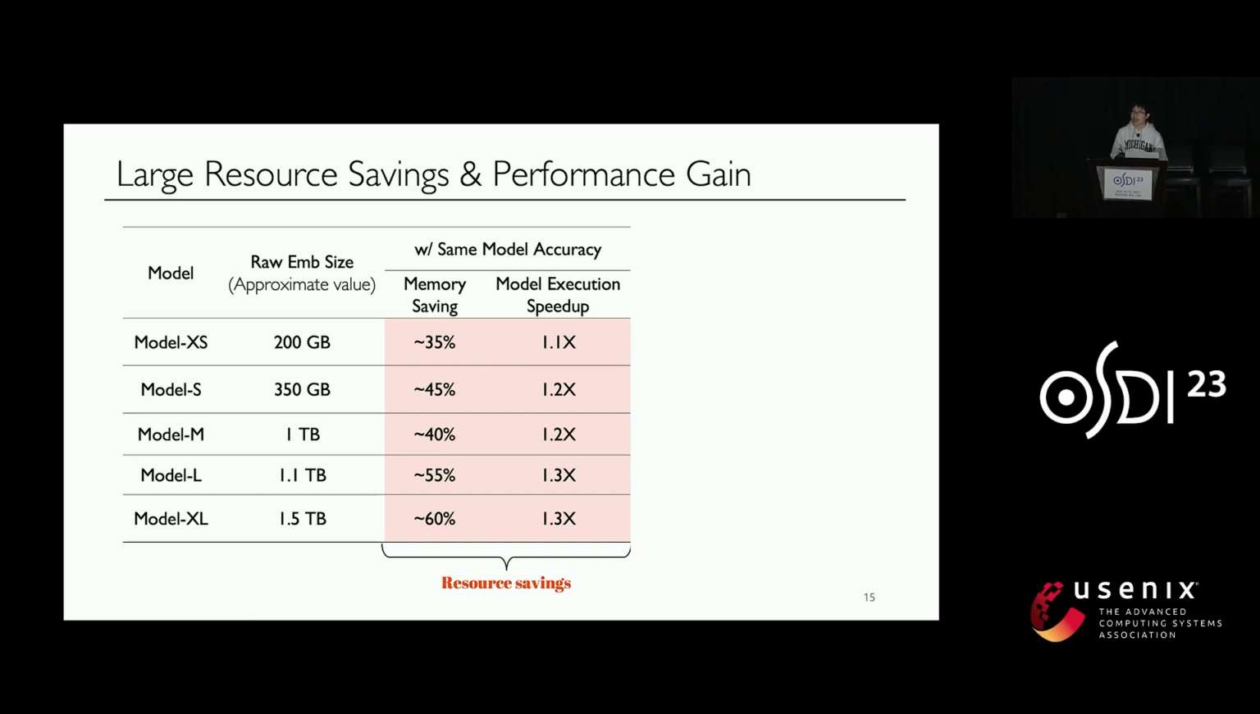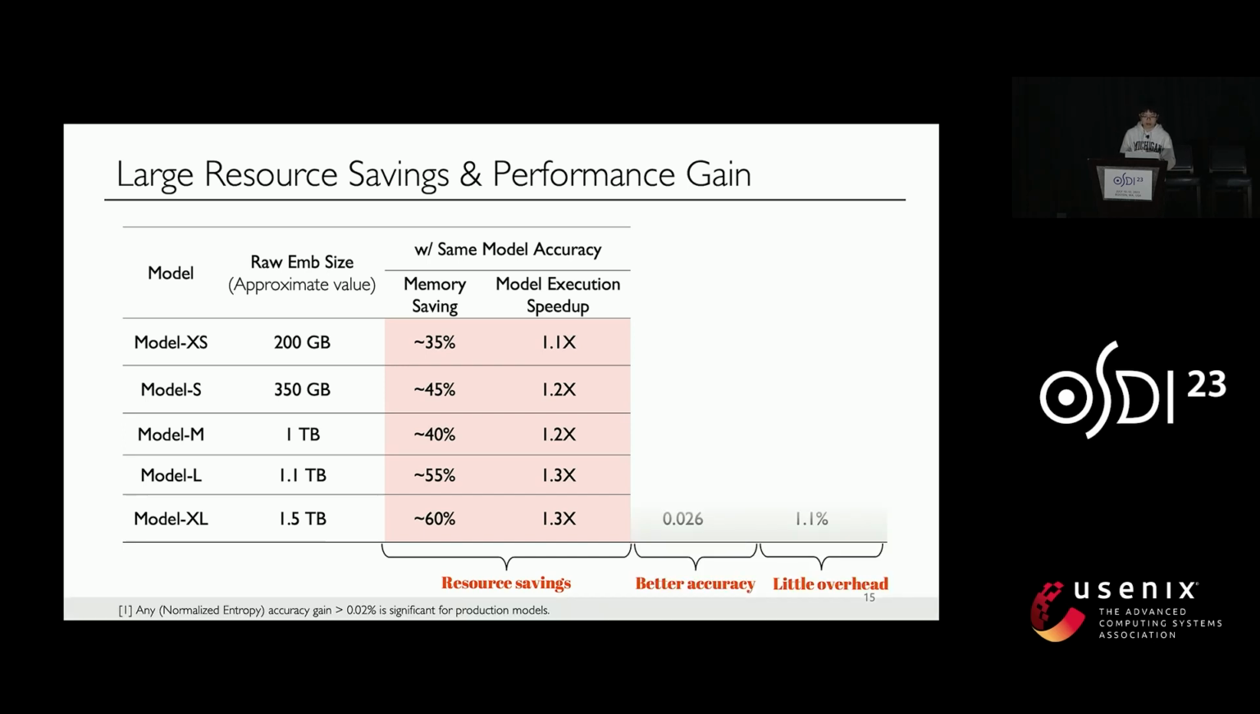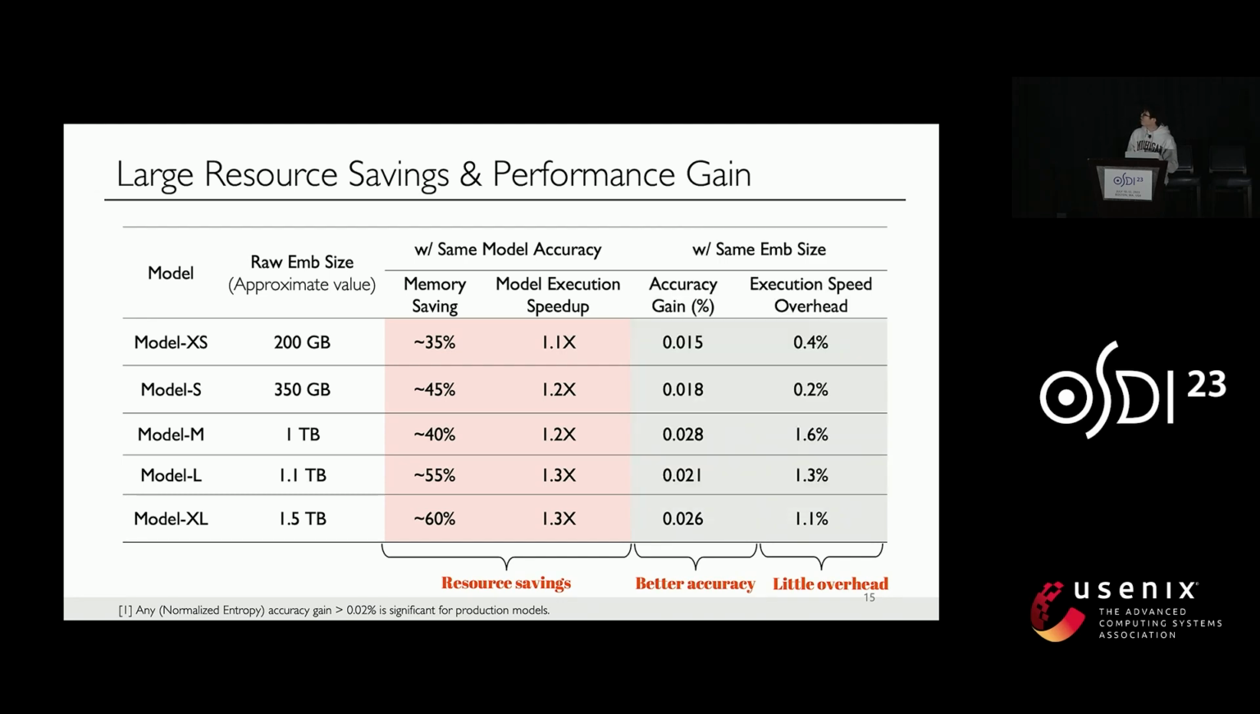Next, let's see what happens if we stick to the same total embedding size. Here, with AdaEmbed optimized embeddings, we can achieve better model accuracy. And here we want to highlight that any accuracy gain larger than 0.02 means a great benefit. Finally, AdaEmbed achieves all these benefits with less than 2% system overhead, which is negligible.